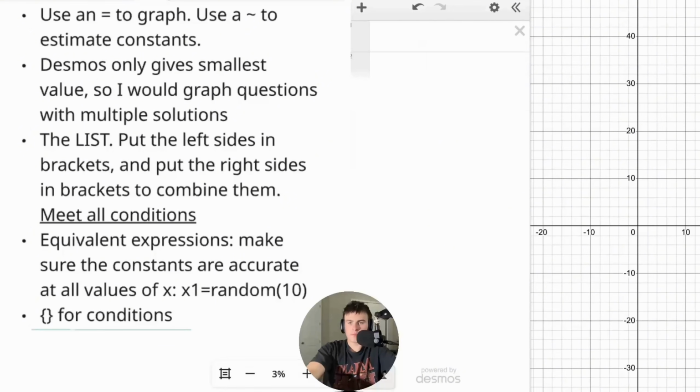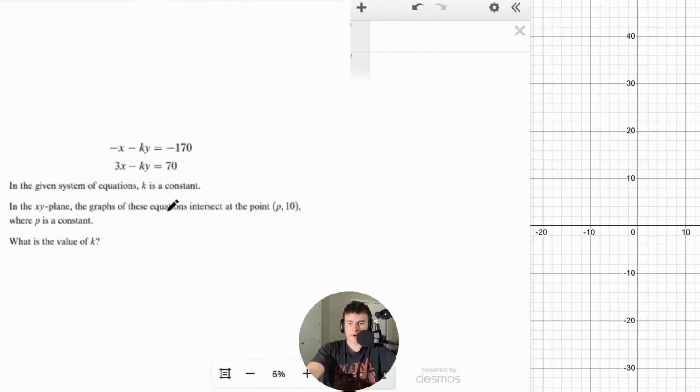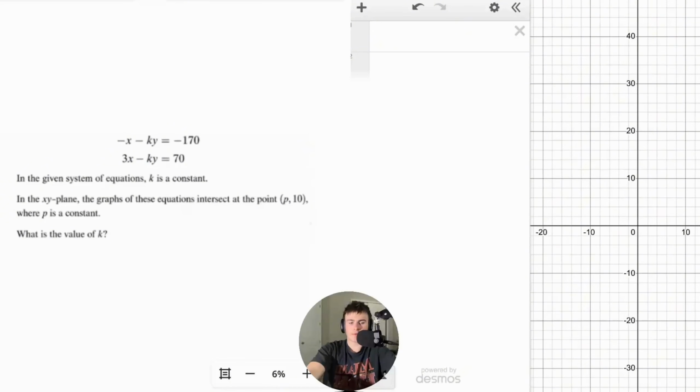Okay. Next one, I have another example here. This one is pretty hard, okay? I want you to see if you can try and solve this by yourself.